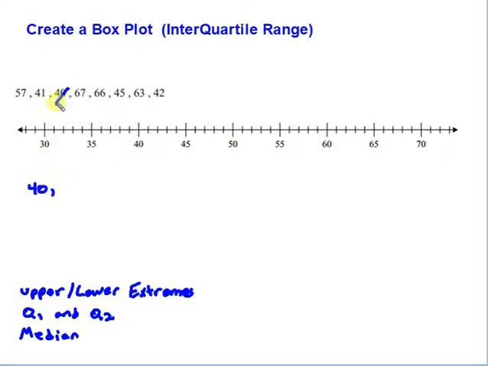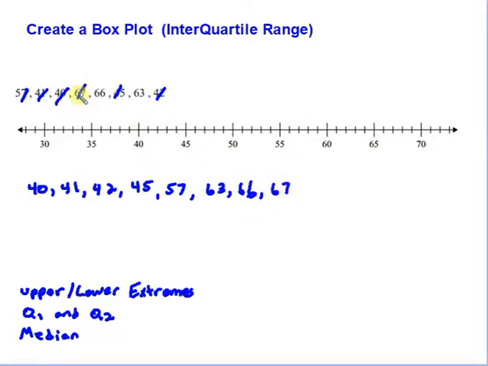We have 40, 41, 42, 45, 57, 66, and 67. So there are our numbers. Whoops, I messed up. 63, 66, and 67. So it's always important to double check your work, right? 66 and 67. Cross through all those.